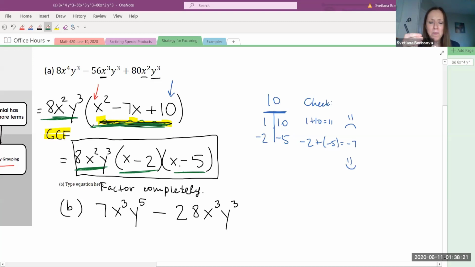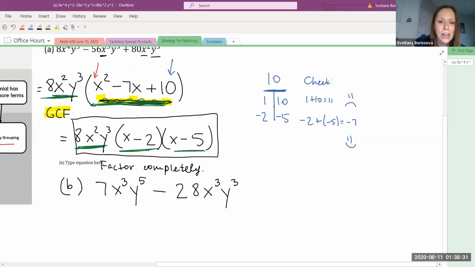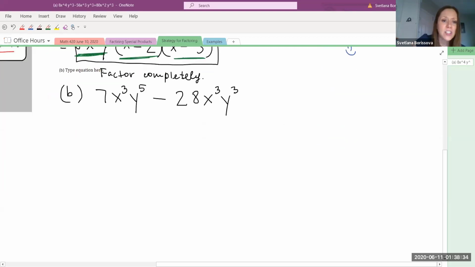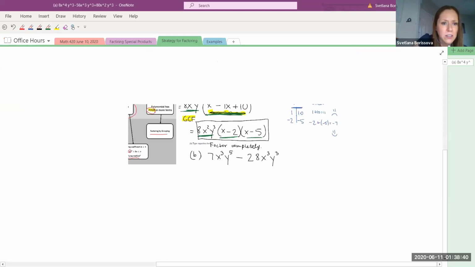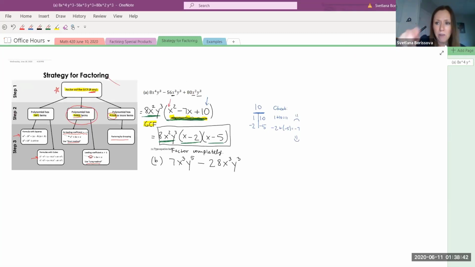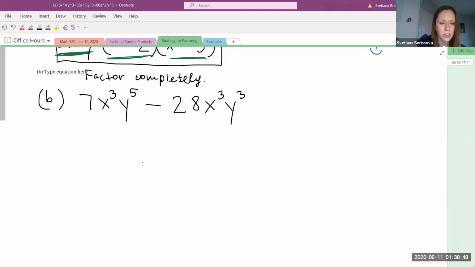And we stop factoring only when we cannot do anything else. Only when we cannot split up anything else into more factors. So that's what it means to factor completely. And that's going to be a question here. So what is step 1? Now we're going back to that handout. Step 1, the important one, is to factor out the GCF, after which things should look good.